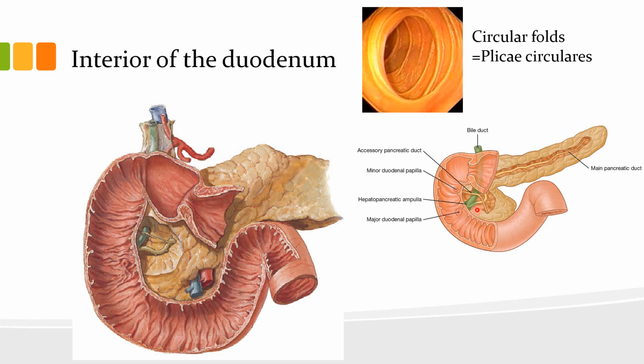This is an important point: it is the point of junction of the foregut and the midgut. Before it is all foregut, and after it is midgut. About 1 inch proximal to the major duodenal papilla is another, smaller opening. This opening is of the accessory pancreatic duct, and we call it the minor duodenal papilla.